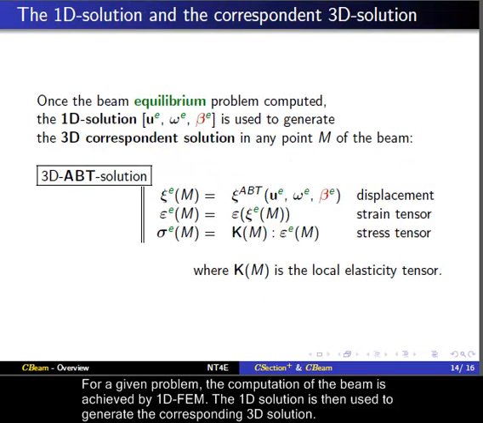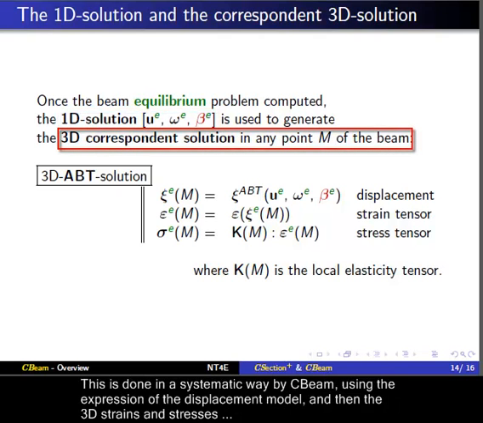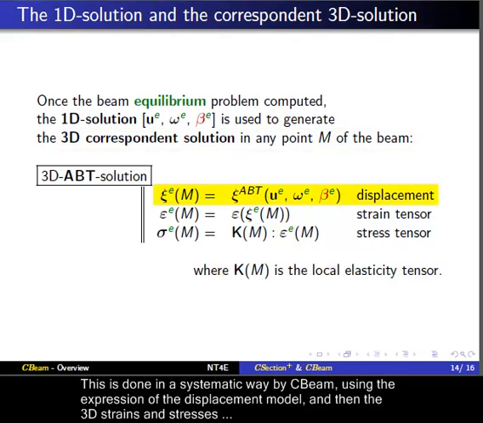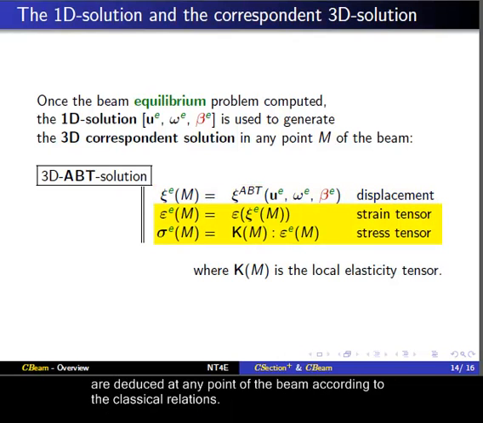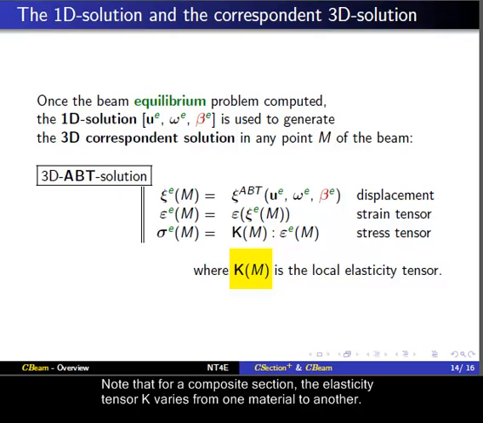For a given problem, the computation of the beam is achieved by 1D FEM. The 1D solution is then used to generate the corresponding 3D solution. This is done in a systematic way by CBeam, using the expression of the displacement model, and then the 3D strains and stresses are deduced at any point of the beam according to the classical relations. Note that for a composite section, the elasticity tensor K varies from one material to another.